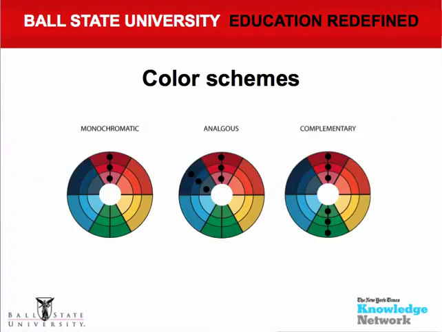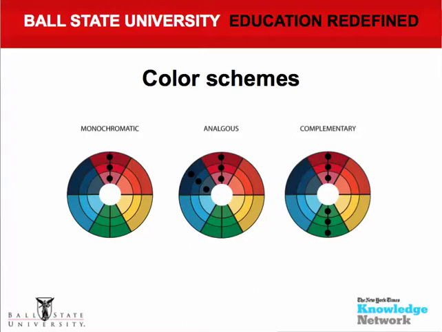Here's an example of how we can apply these schemes to the color wheel. So in the monochromatic example, we've chosen a red hue, and then we're adding black to make it darker, and then we're adding white to make it lighter. We now have a range of colors we can use in our design. Well, we have a range of values we can use in our design based on the one color, red.